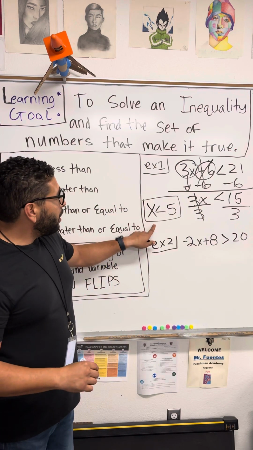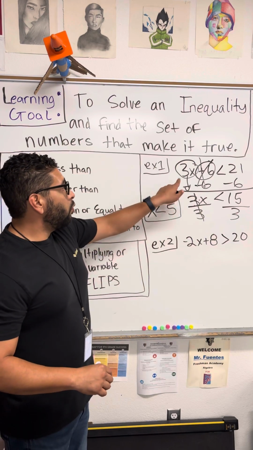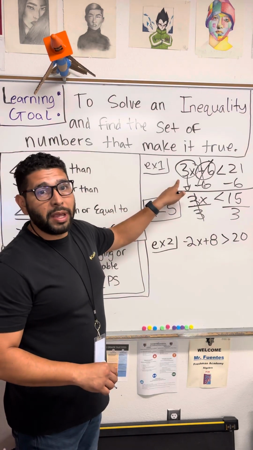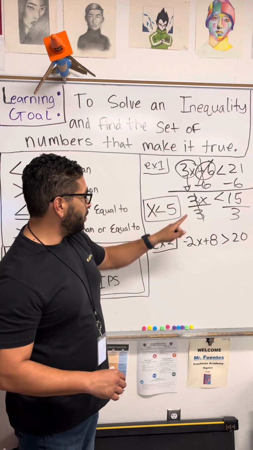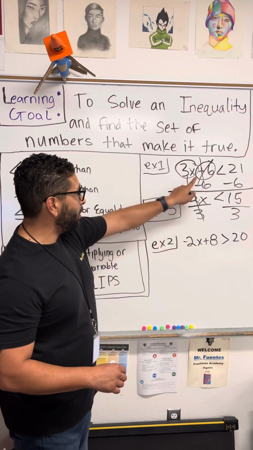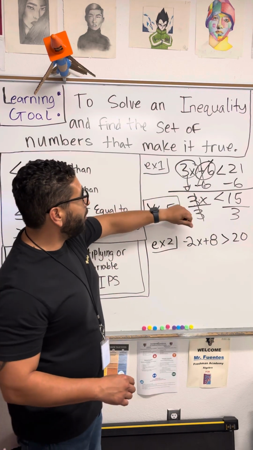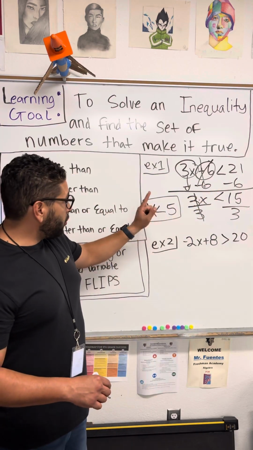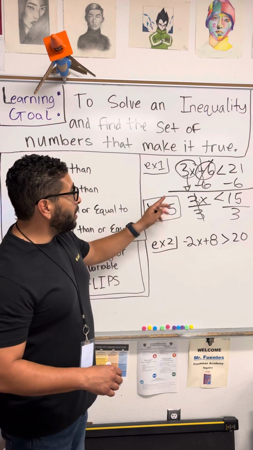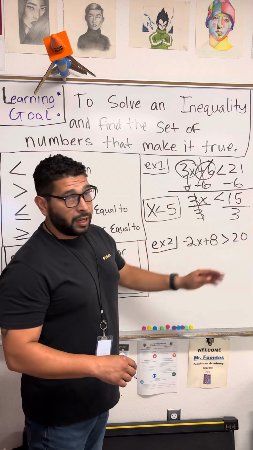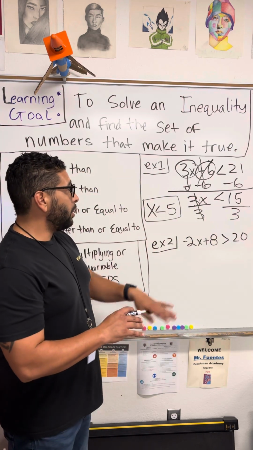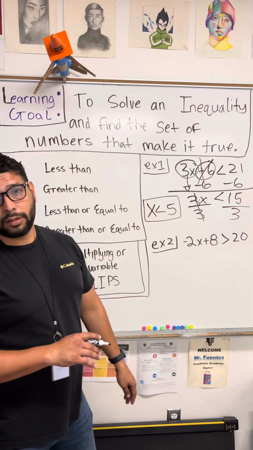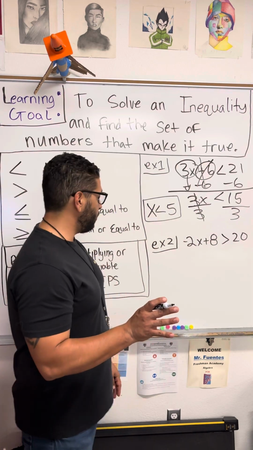So any number that is less than 5 will satisfy this inequality. It makes it true. And you can test that. Put any number that's less than 5 as x, and you're gonna find out that this side is less than this side. But I guess when you start going over 5, that's when it stops being true, and it's no longer a true statement. All right, so second example.